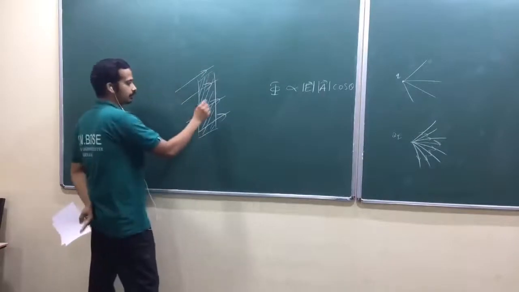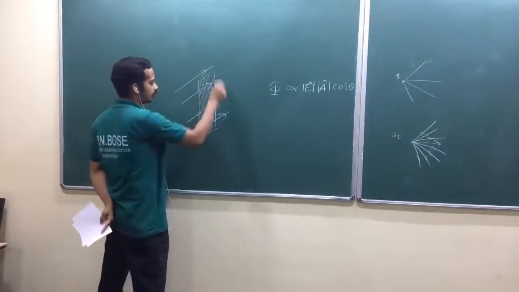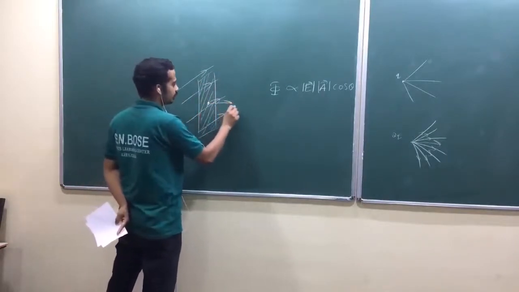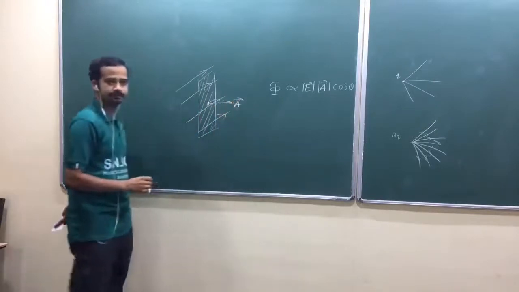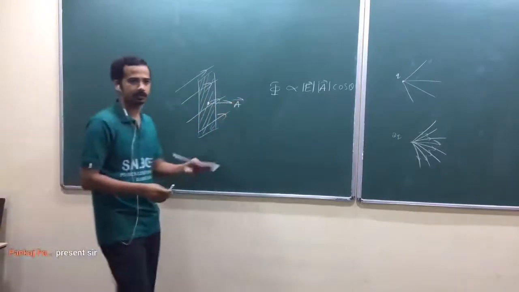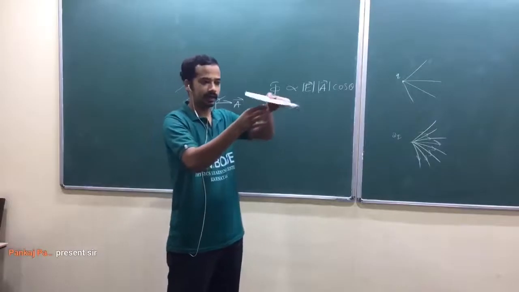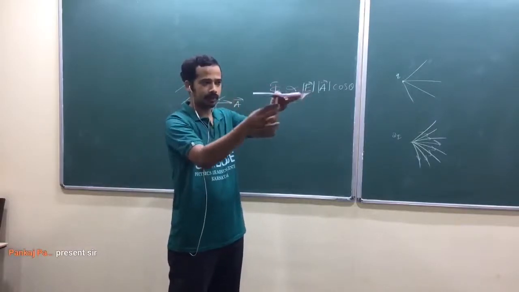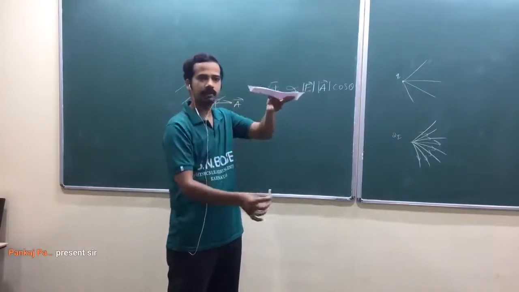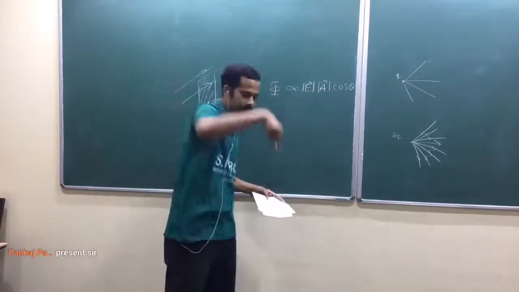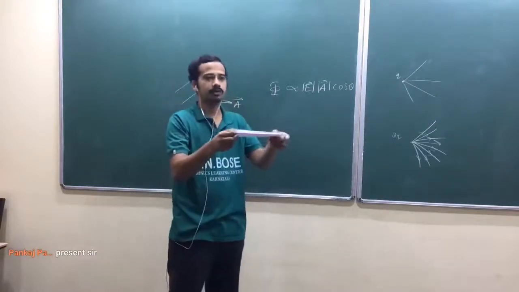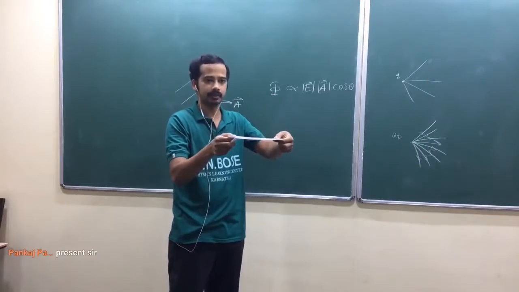Area vector, it is always perpendicular to the area. Now if I take this is planar area, so now area vector will be like this, okay? Area vector will be like this. Suppose if I held it like this, so now my chalk piece direction, it's the area vector direction. Now light rays will also point in the same direction, cos 0, 1, maximum flux, isn't it?